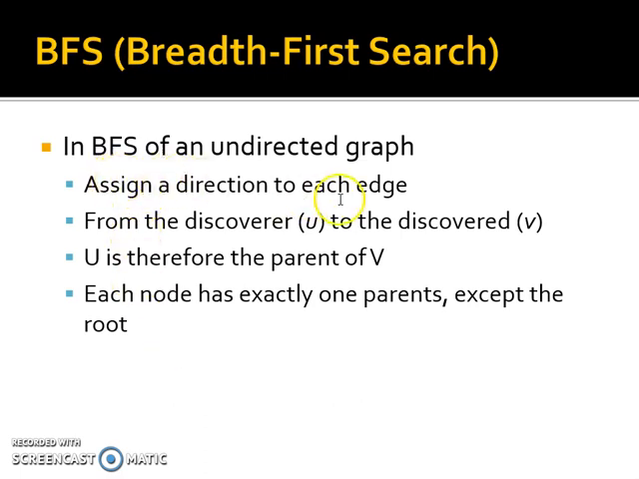And if we look at this with an undirected graph, then first of all we need to assign a direction to each edge. And we're looking to go from the discoverer, which is known as U, to discovered, which is V. So in the standard algorithm you'll see the terms U and V. Now this gets quite confusing if you read the algorithm out, because you're going from U to V, and U is the parent of V. So each node has exactly one parent, except the roots.